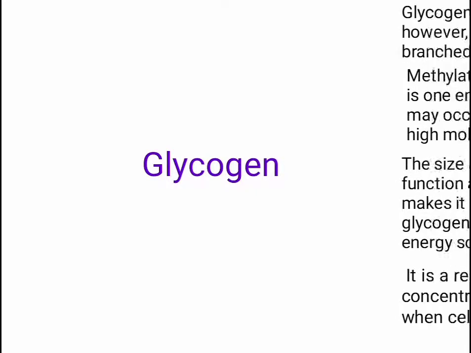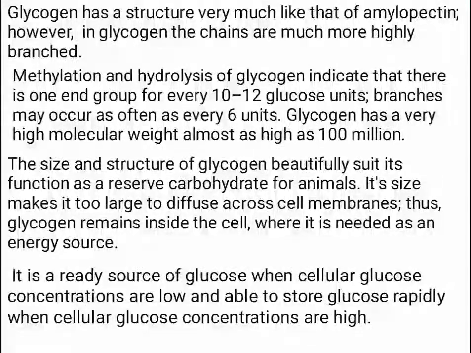Glycogen. Glycogen has a structure very much like that of amylopectin. However, in glycogen, the chains are much more highly branched. Methylation and hydrolysis of glycogen indicate that there is one end group for every 10 to 12 glucose units. Branches may occur as often as every 6 units. Glycogen has a very high molecular weight, almost as high as 100 million. So this is a very high molecular weight, 100 million.